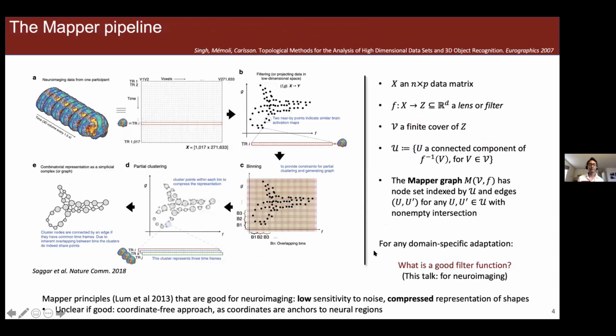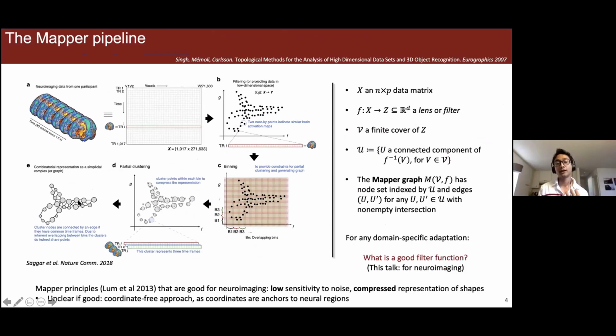Here's roughly the pipeline of Mapper. You start off in Mapper with a large data matrix, which has say n rows and p columns. The objective of Mapper is to take this very large data matrix and give you a compressed representation as something perhaps combinatorial, like a graph. The good idea here is that these graphs can then be fed into machine learning pipelines for further post-processing. The way Mapper works is it takes this high dimensional data set, and it typically projects it down into a lower dimensional space.